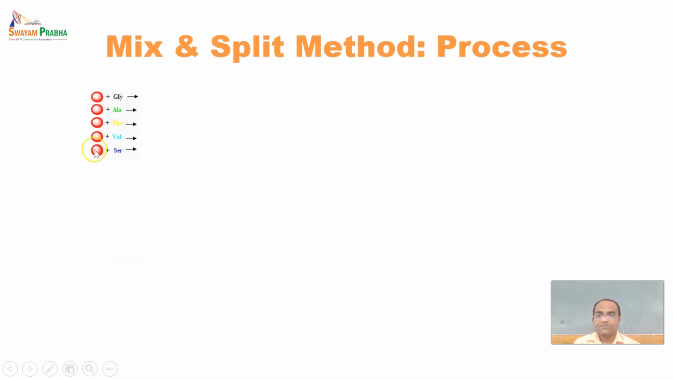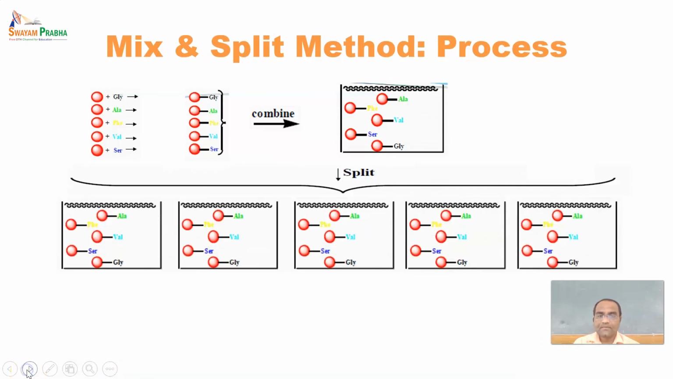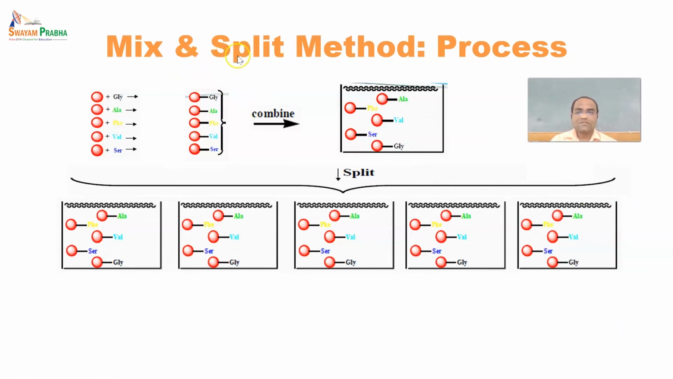So here it is in the figure. These are solid supports having different amino acids for a reaction, and now these amino acids will couple with the solids. As soon as they have been combined, they are mixed in one vessel. And once they are mixed in one vessel, why is this process called the mix and split method?